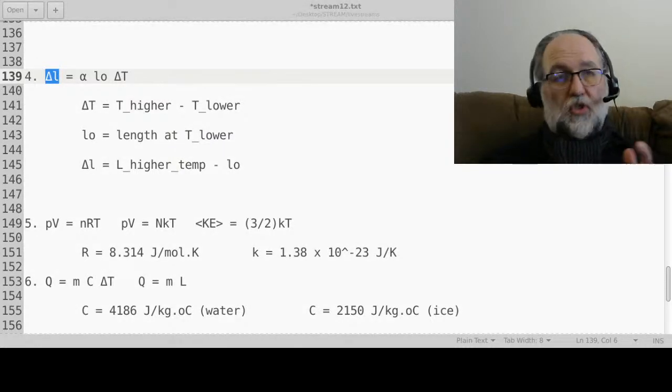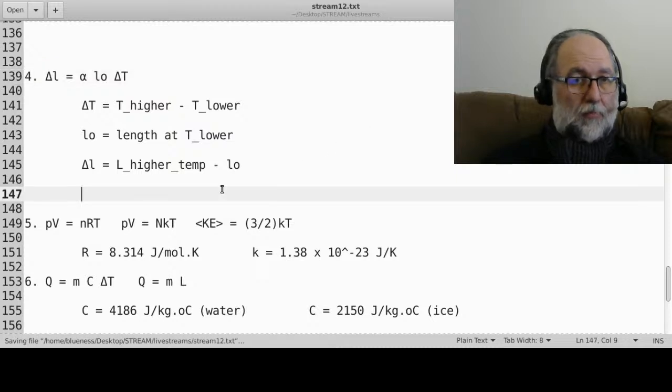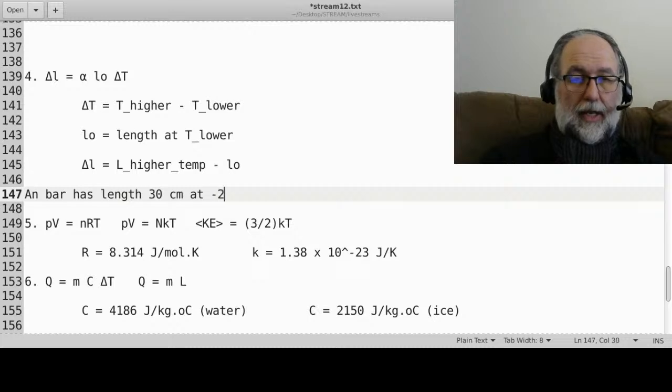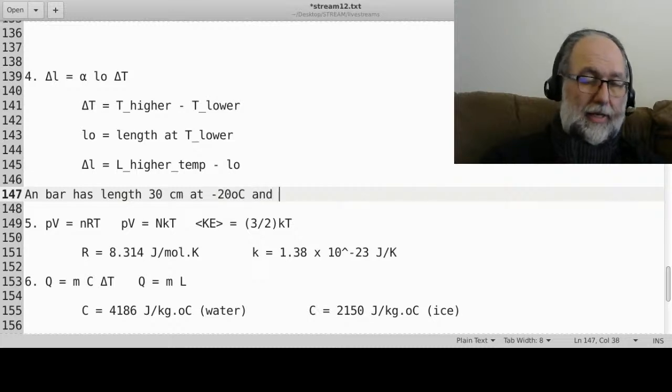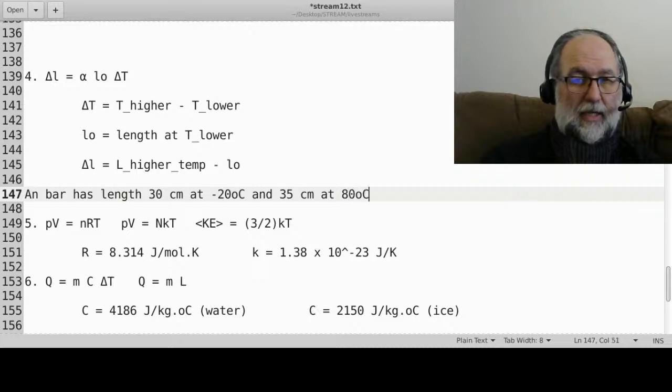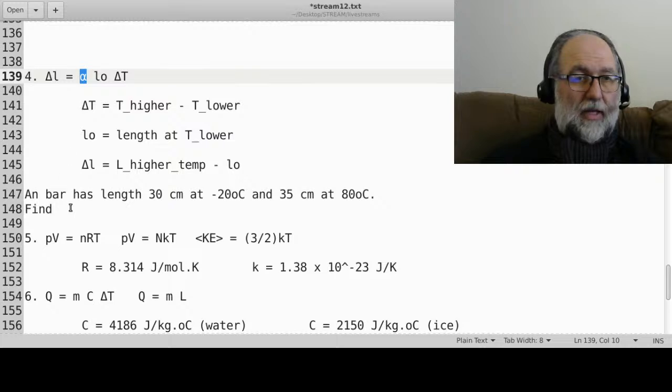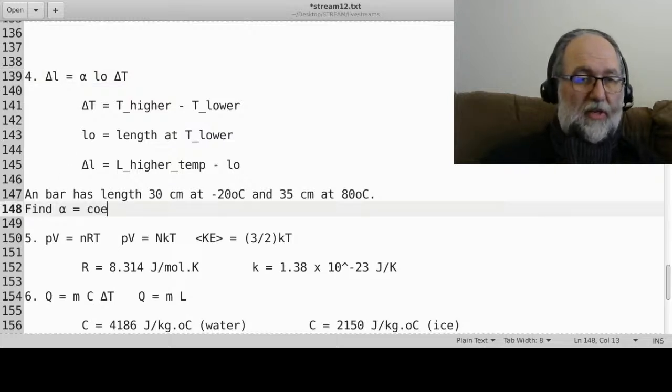So let's do a problem with this, like a problem in your assignment. An object or a bar has length, I don't know, 30 centimeters at negative 20 degrees Celsius and 35 centimeters at 80 degrees Celsius. Find alpha, your coefficient of linear thermal expansion.